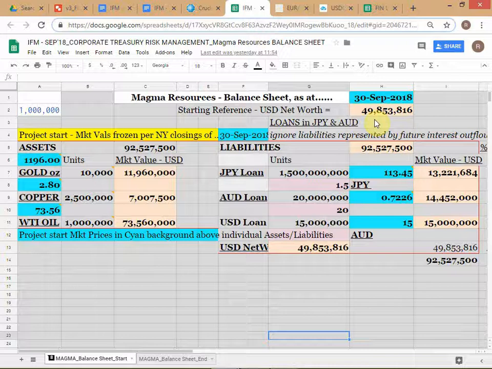You have loans, and remember your revenues are also all in US dollars. Information is given in the case: the revenues are all in US dollars. You have revenues in US dollars, but you have liabilities in yen and Aussie. Okay, that should immediately be a red flag that you have a risk there. You have a currency exposure.